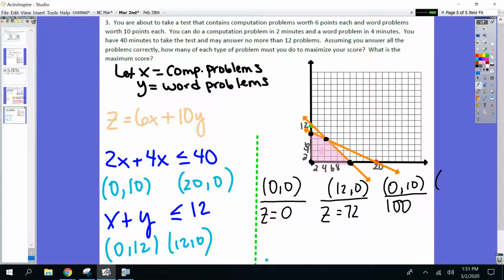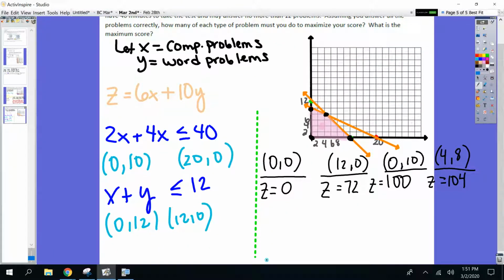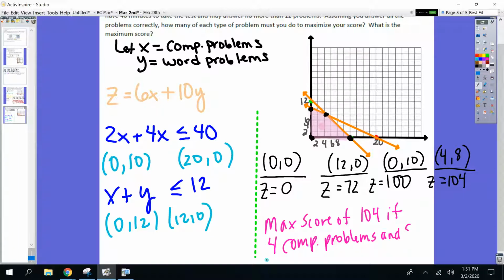And then what do you got for me? 4, 8. And that'll earn you a score of 104. So I think we know the max score now. So max score of 104 if, what was x for us? 4 computational problems and 8 word problems are answered.